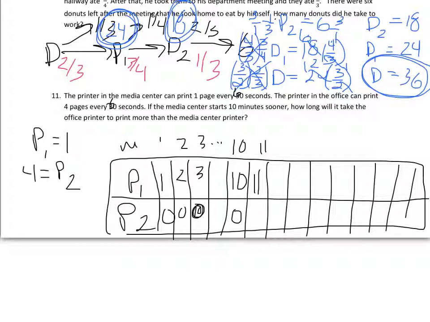So at the end of the 11th minute, printer 1 has 11 done, and printer 2 has 4 done. At the end of the 12th minute, printer 1 has 12 done, and printer 2 will have 8 done. At the end of the 13th minute, 13 will be done by the media printer, and 12 will be done by the office printer. And at the end of the 14th minute, we'll have 14 done here, and 16 done there. So it'll be in the 14th minute if these do it every minute. How long will it take the office printer to print more? Well, between the 13th and the 14th minute, that's when it's going to happen.